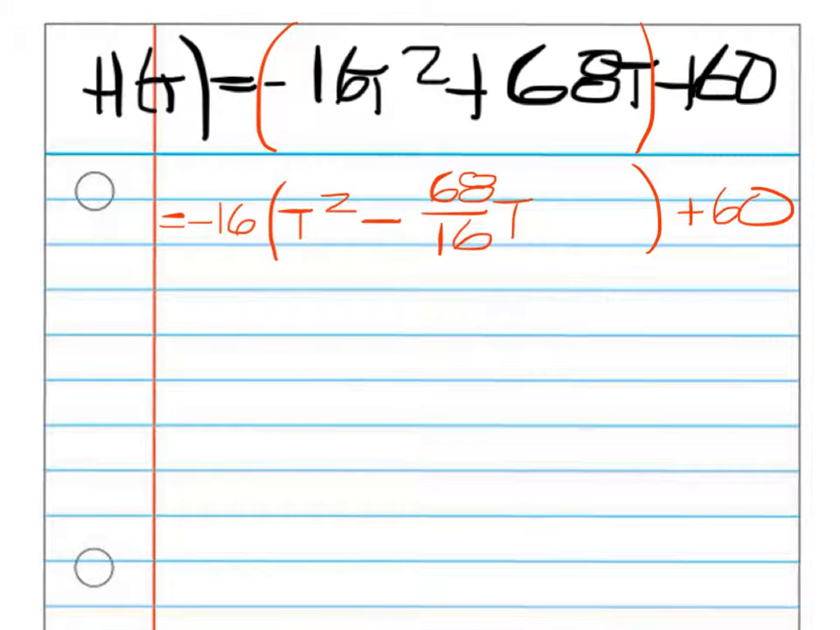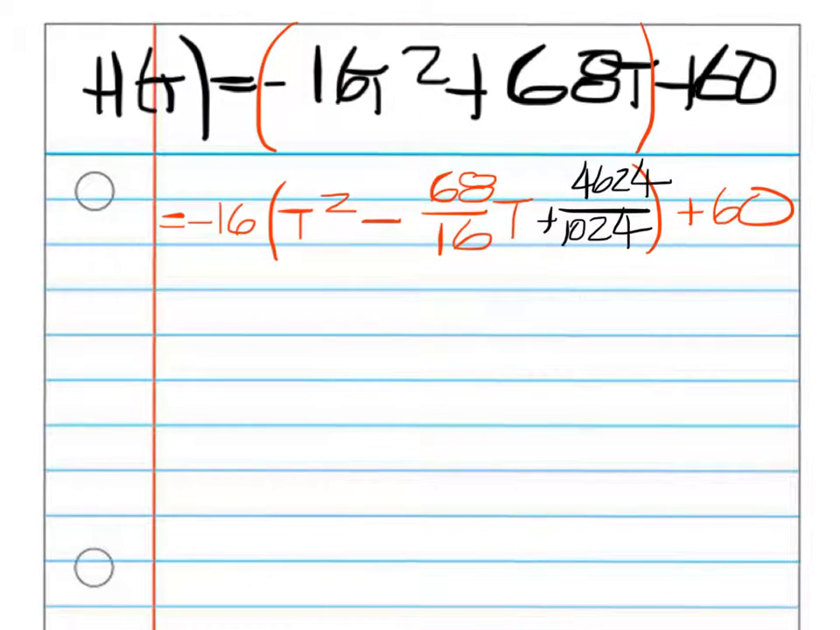68 squared is 4624. And then 32 squared is 1024. But I have not added 4624 over 1024. Notice there's a negative 16 out there. What I've really done is negative 16 times this fraction, which gives me a negative result. So I've really subtracted something.